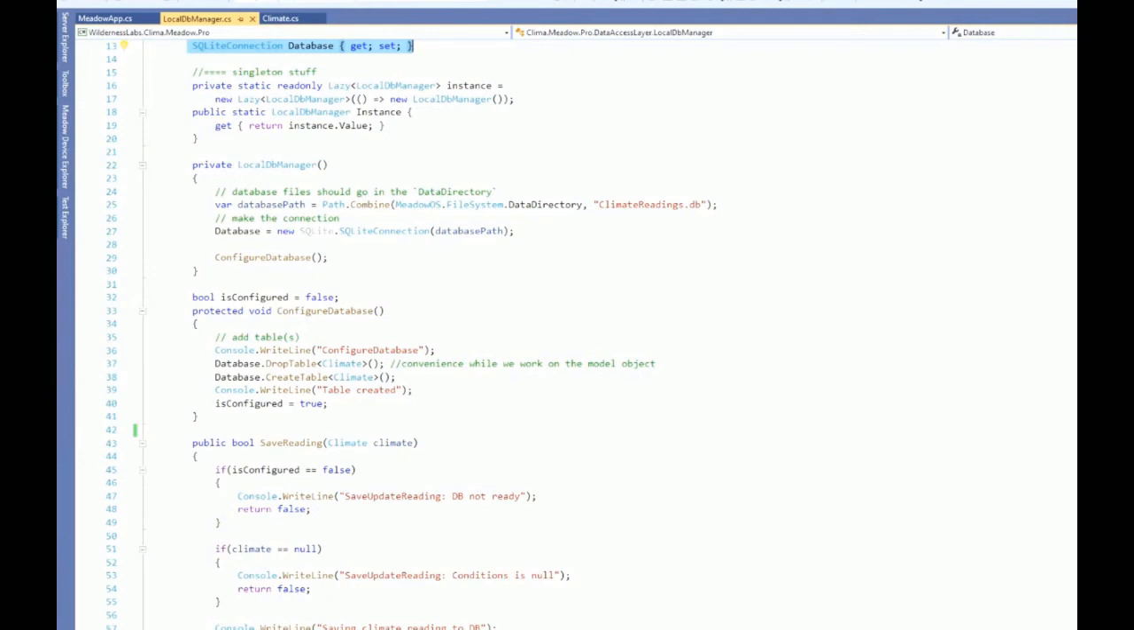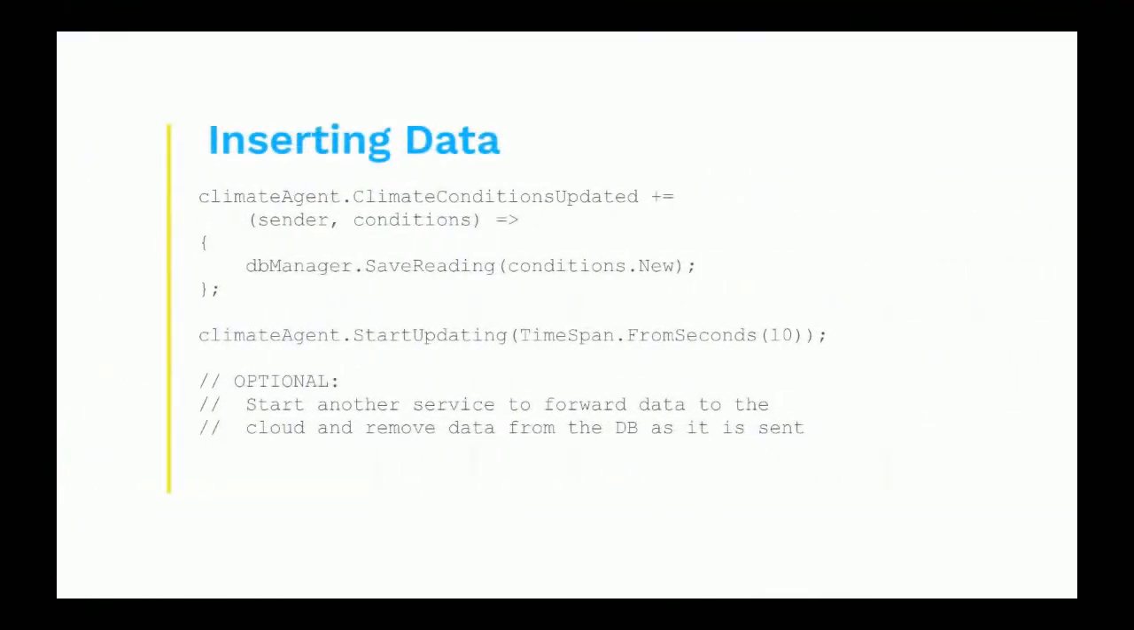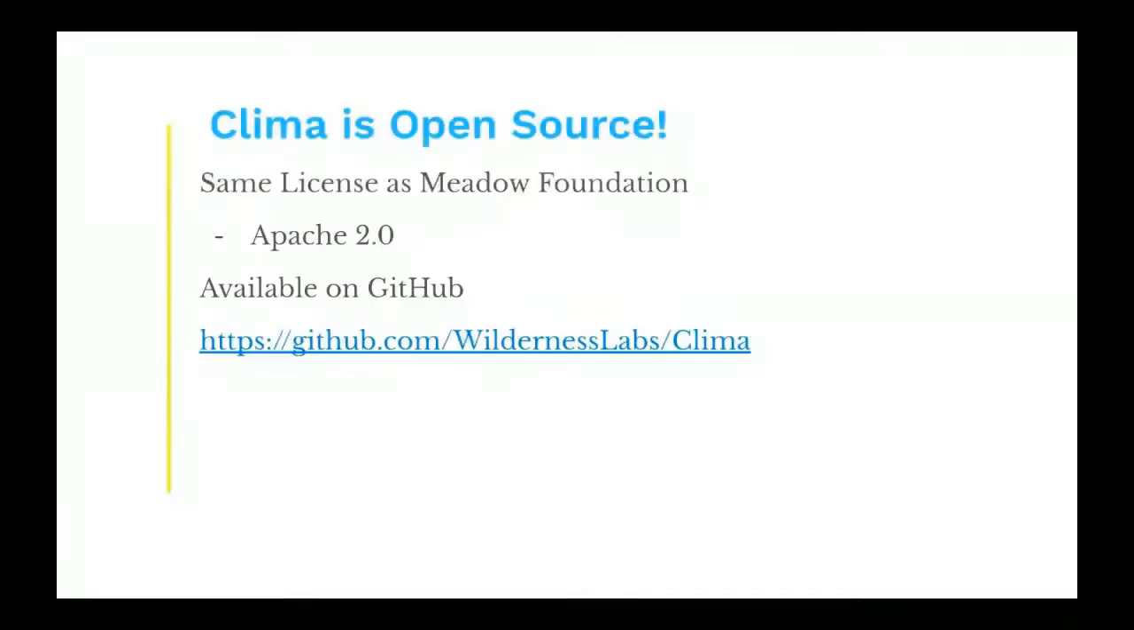And that's a pretty good summary of how you can use a database inside of a Meadow application. Obviously, you can do more, and we haven't shown things like reading, updating, and deleting, but they're very similar operations. You'll be seeing a lot more examples using Klima throughout today's presentations. Remember, it is open source. It's an Apache 2.0 license. The full source is available on GitHub. I've put the link here on the screen.